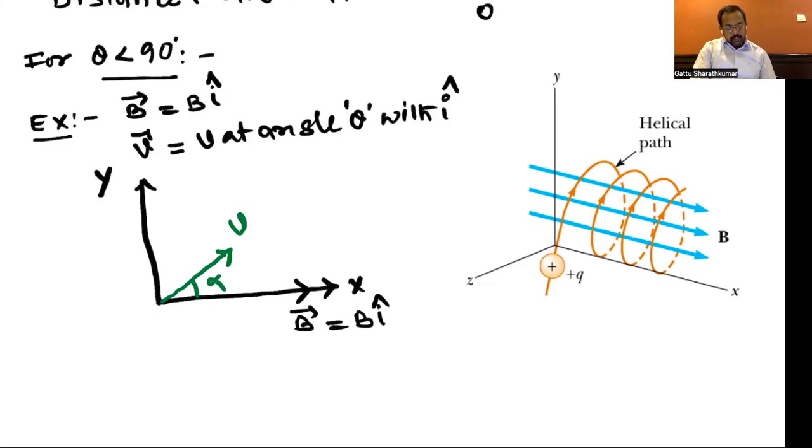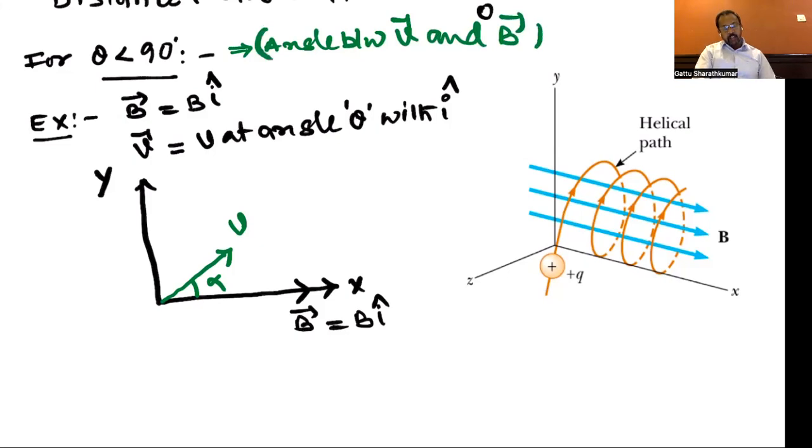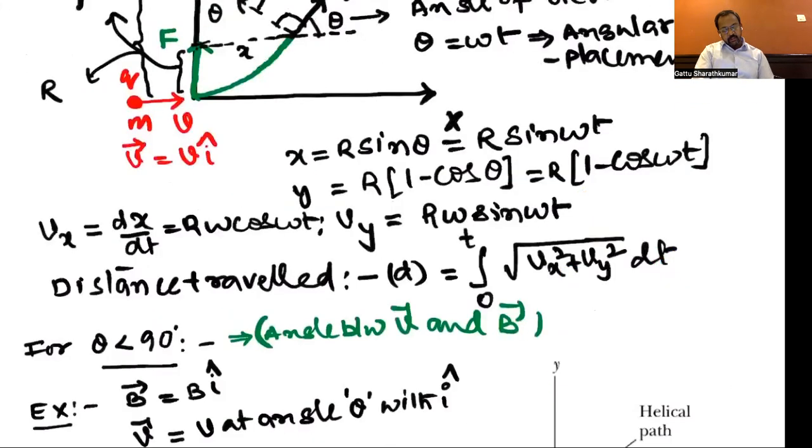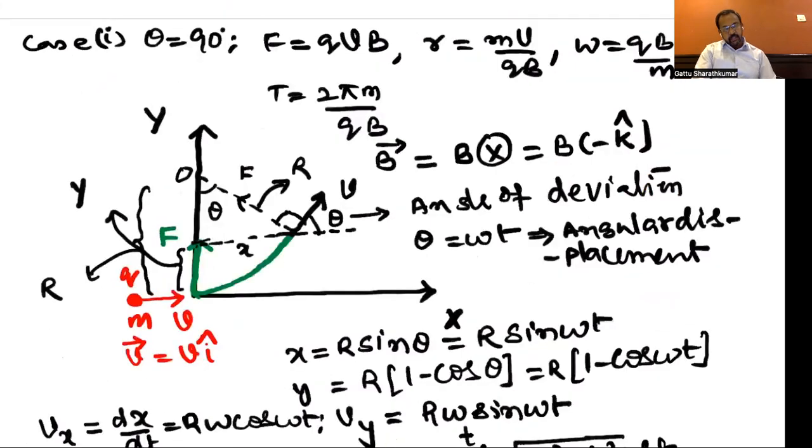Theta here is nothing but the angle between V bar and B bar, the velocity vector and the magnetic field. Not the angular displacement which we discussed here. This theta is different from this theta. This is the angle between the velocity vector and magnetic field, whereas this angle theta representation I have taken for angular displacement. These two thetas are not the same. Please don't get confused. Okay. Now back to here.